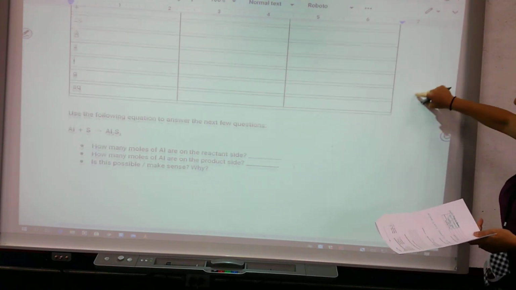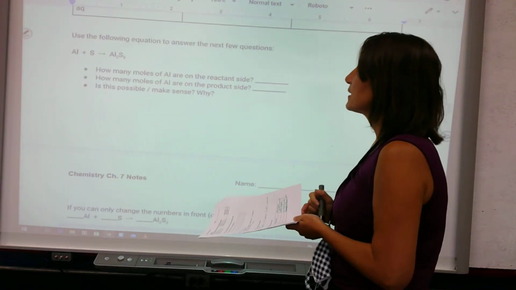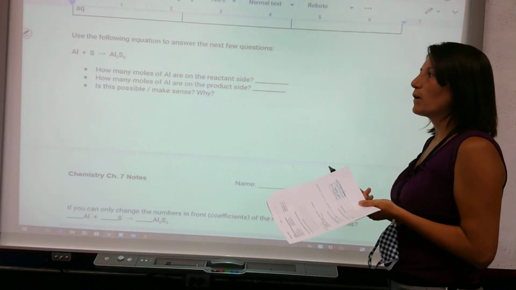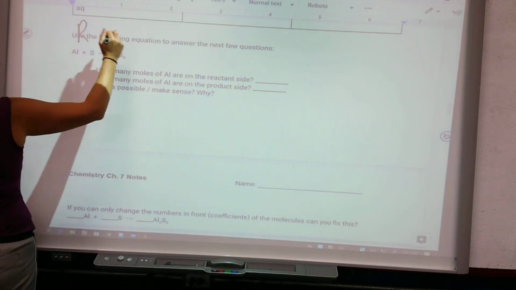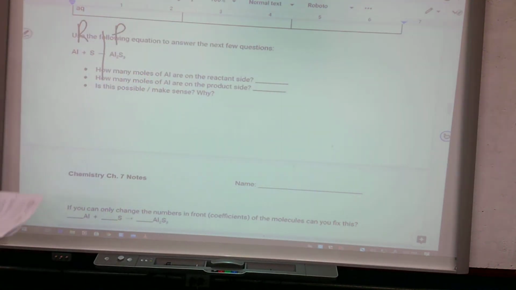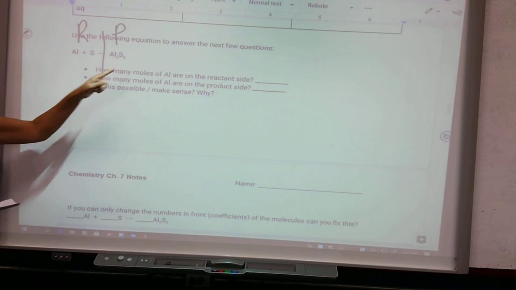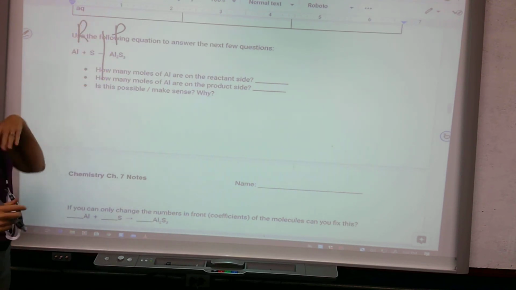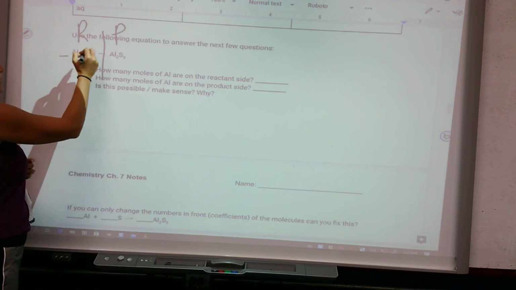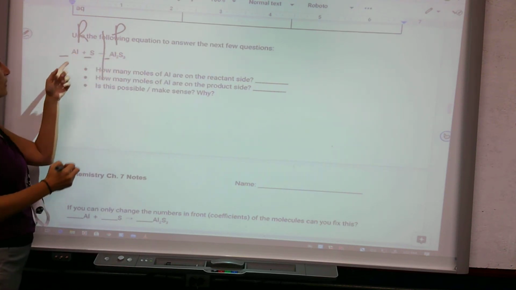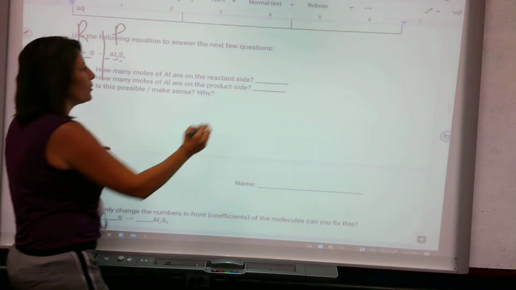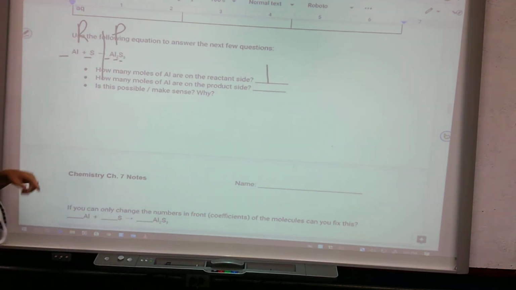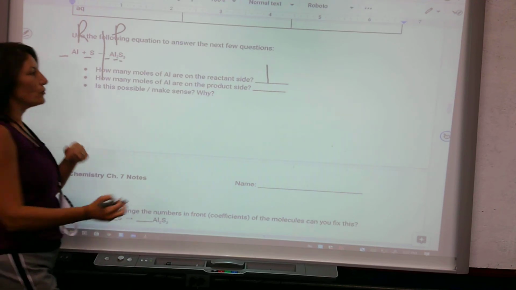Alright, so then the last part of day 2, I asked them this. I said, use the following equation to answer these questions. So before I even start, I want to make sure you know this is my reactant side, this is my product side. These react to produce my product. So how many moles of aluminum are on the reactant side? Well, I'm looking here at the subscripts. On my reactant side, there is 1 mole of aluminum. On my product side, there are 2.